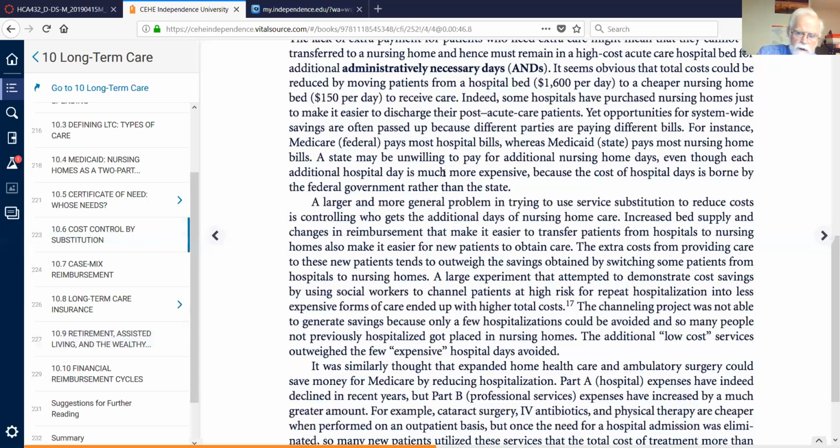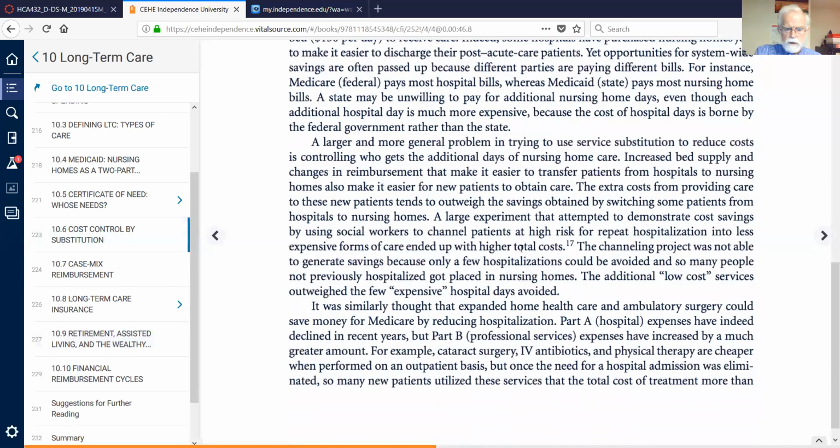The problem is that when we try to do this, we have to be careful that we're not moving people out that can't be cared for. So some of the hospitals have been doing this, hospital firms. Medicare pays the hospital, whereas Medicaid pays for most nursing homes. So the state, and there's a push-pull here. The state doesn't want to be doing all of this.